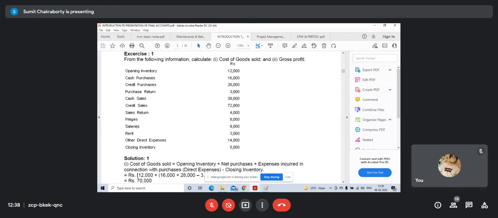Now, salaries or rent do not enter into the trading account, because salaries are for the permanent people who get salaries irrespective of the production level. They get salaries anyway, so that is an indirect cost, an indirect expense.